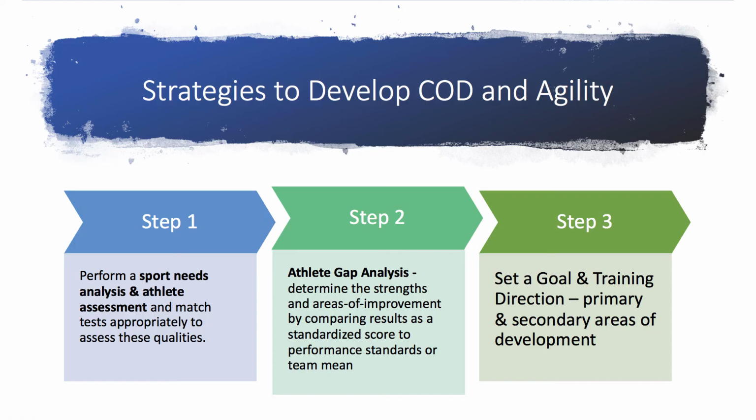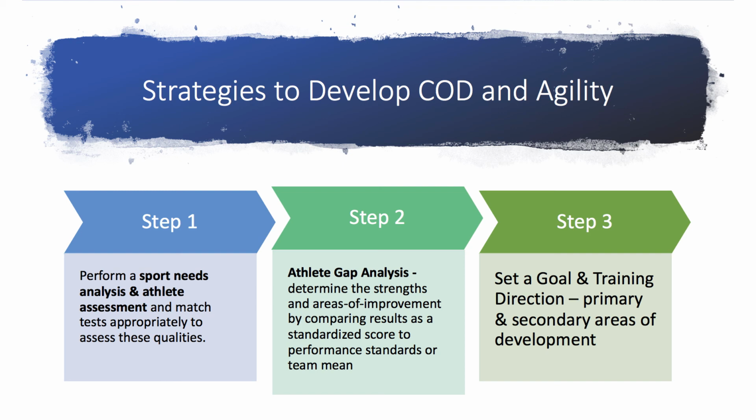So now let's put it all together. And here's a strategy to develop change of direction and agility in the athletes you're working with. The first step is you want to perform the sport needs analysis and athlete assessment. And you want to match the tests and assessments as closely to what they're doing in the sport and their sport-related demands. Step 2, which you all know, is doing the gap analysis. So once you've done the testing, now you can compare their results to gold standards and normative standards and determine their strengths and areas of improvement.